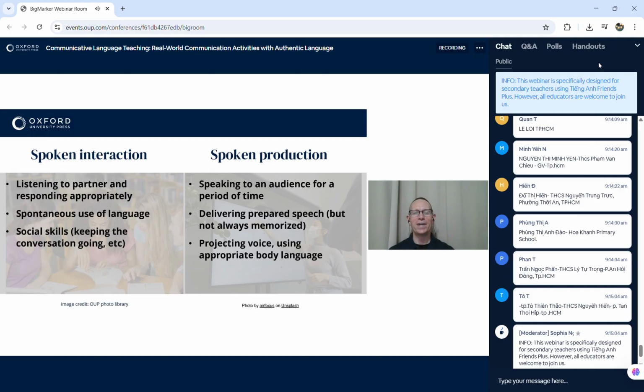Okay, so there are many areas of communication that we need to think about when we're teaching spoken interaction or spoken production. The Common European Framework of Reference talks about both, the skills involved for both. And nowadays, many ministries of education and other curriculum designers also talk about the importance of practicing both spoken interaction and spoken production with our students. And we'll look at activities for both today.